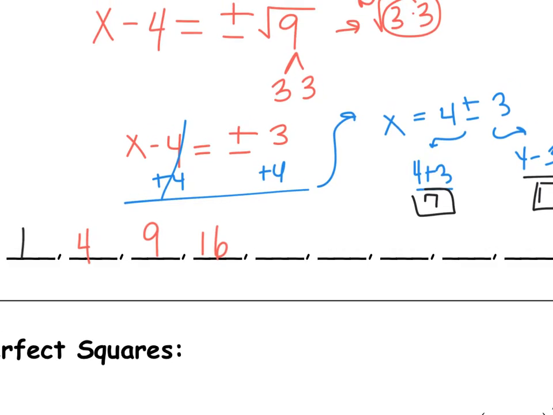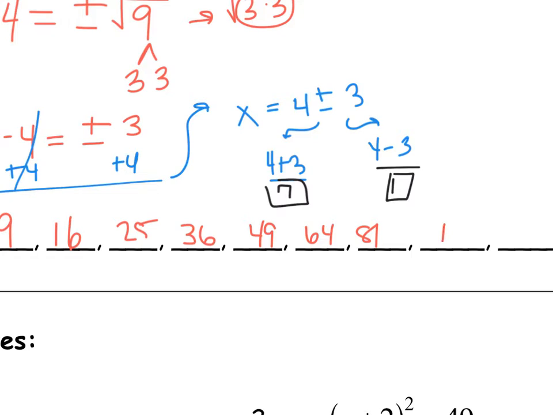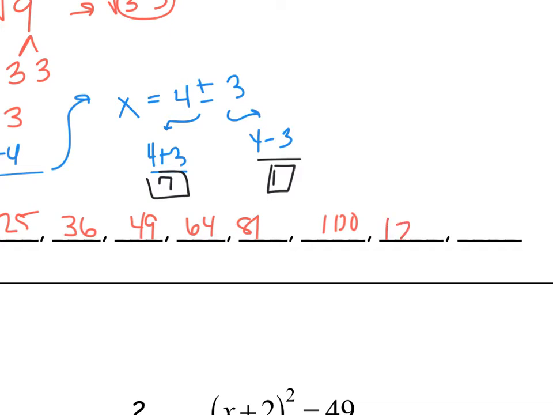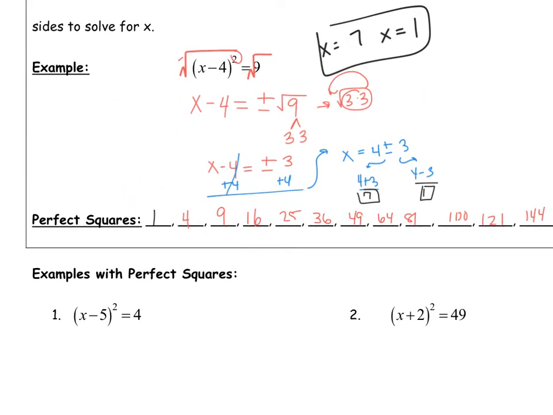So you should know these. You should memorize the first few perfect squares, like 5 times 5 is 25, 6 times 6 is 36, 7 times 7 is 49, 8 times 8 is 64, 9 times 9 is 81, 10 times 10 is 100, 11 times 11 is 121, and then 12 times 12 is 144, and then so forth. The reason why it's important to memorize your perfect squares is because they can make solving radical questions a little easier.